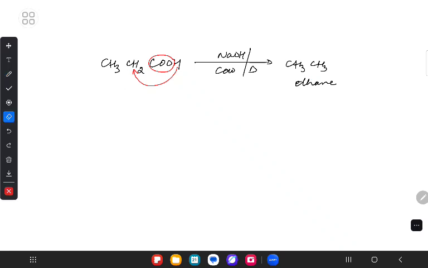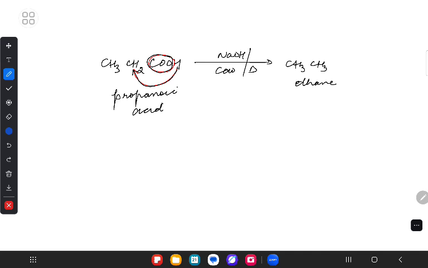So what are we doing? We are having a 3 carbon carboxylic acid. That's propanoic acid. And from there on, you're removing this CO2 and you just fix this H and connect here. So you get CH3, CH3.